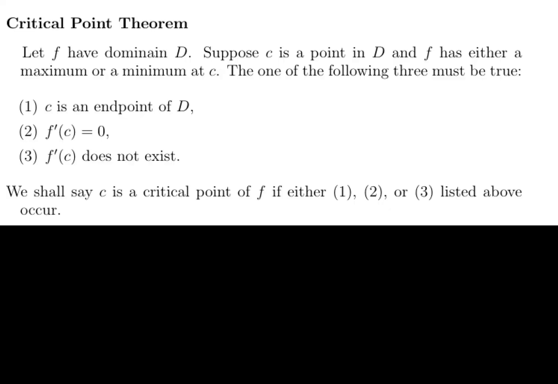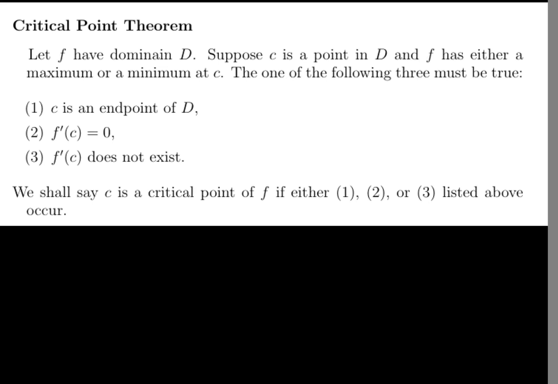So here we give a theorem called the critical point theorem, which says, let f have a domain, and let's suppose c is some point in the domain where f either has a maximum or a minimum value. Then one of the following three things must be true. Either 1, c is an endpoint of our domain. 2, the derivative at c is equal to 0. Or 3, the derivative at c does not exist. If any of these three things are true, we shall say that c is a critical point of f.